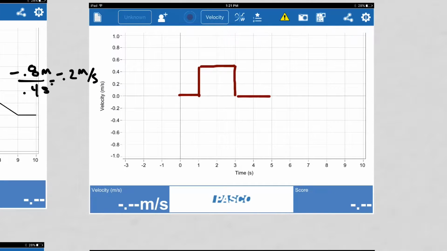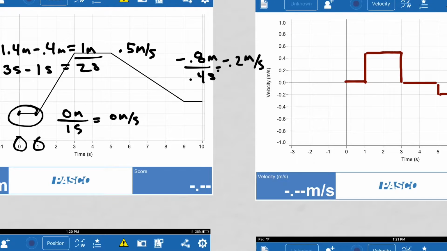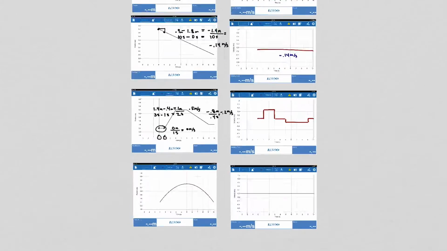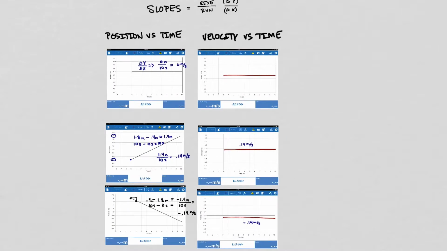Okay, so we end up going for 4 seconds. Oops, sorry. Went down a little too far. Negative 0.2 meters per second. And then the last part, we're standing still again for the last second. So it's going to jump back to 0. Doop, like that.